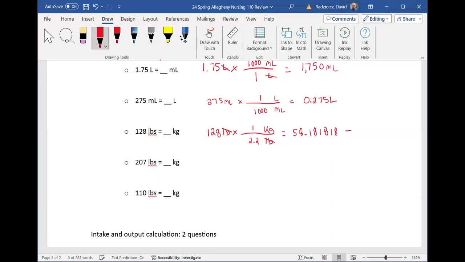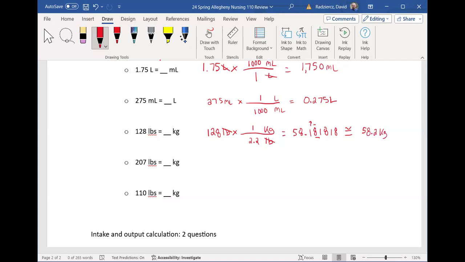And what I'm going to do is round to the nearest tenth. So what that means is I'm going to look at the hundredths place, and I'm going to decide, do I need to round up or do I need to leave it alone? If it's 5 or greater, so 5, 6, 7, 8, 9, you're going to round up. So my answer for this question will be 58.2 kilograms.